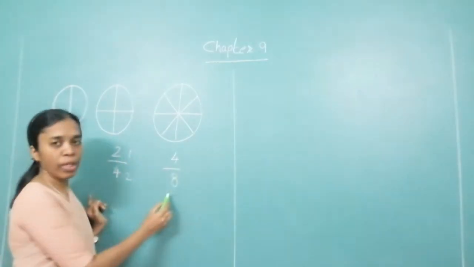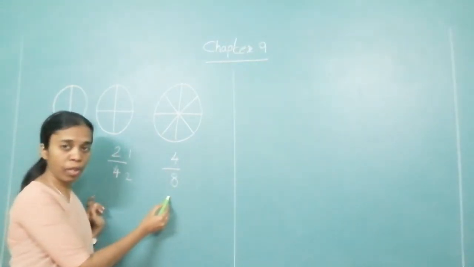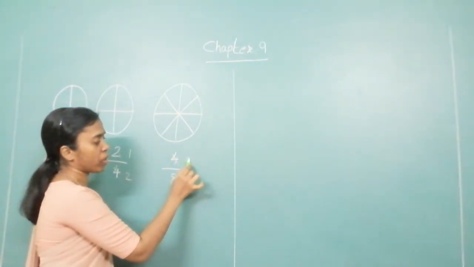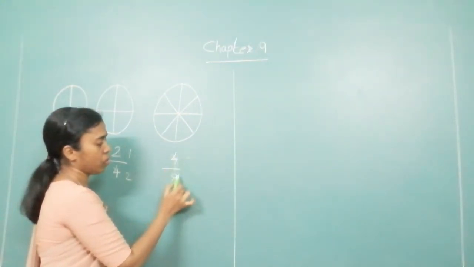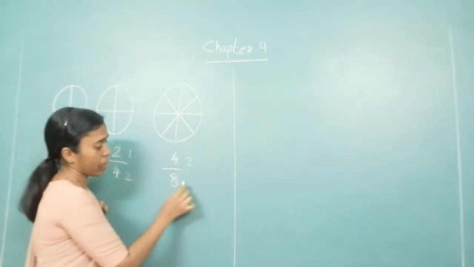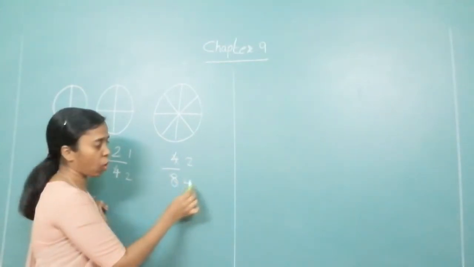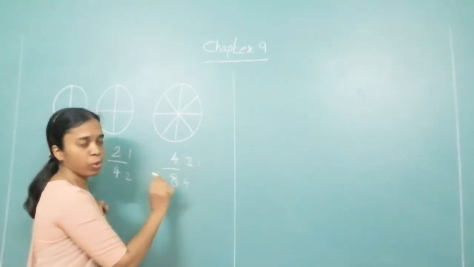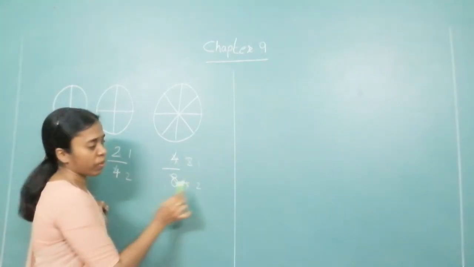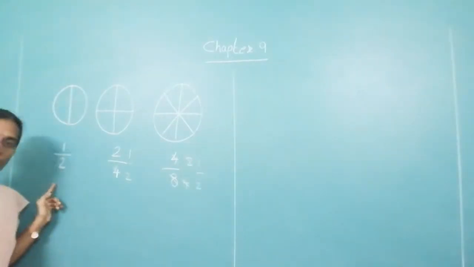Again you look at 4 upon 8. Again you can see there is something common in both of them. You remove 2. So what will you get over here? 2 twos are 4. In 8, 4 twos are 8. Again you can see 2 is common. So you will get 1 twos are 2 and 2 twos are 4. So what are you ending up with over here? 1 upon 2. Here also 1 upon 2. Here also 1 upon 2.